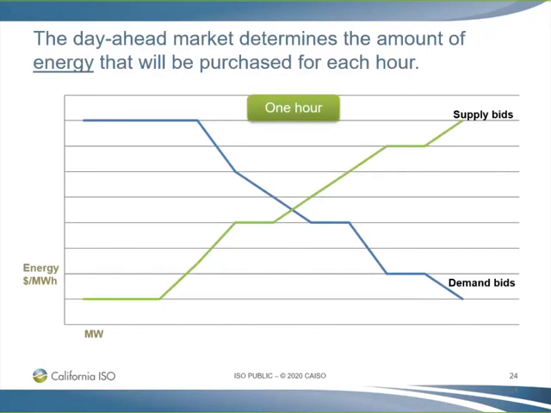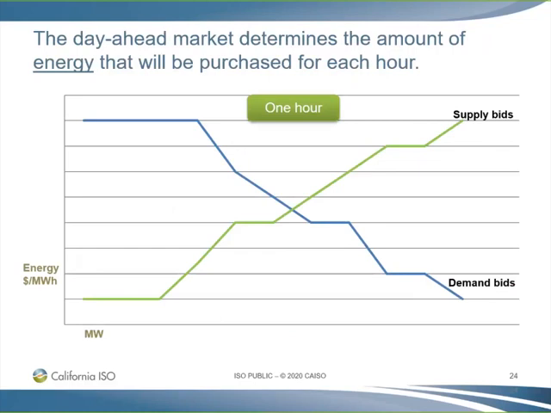This graph represents 1 hour in the day-ahead market. Scheduling coordinators can submit different bid curves for each hour of the day. All of the economic bids and self-schedules, both supply and demand, are placed on a curve.